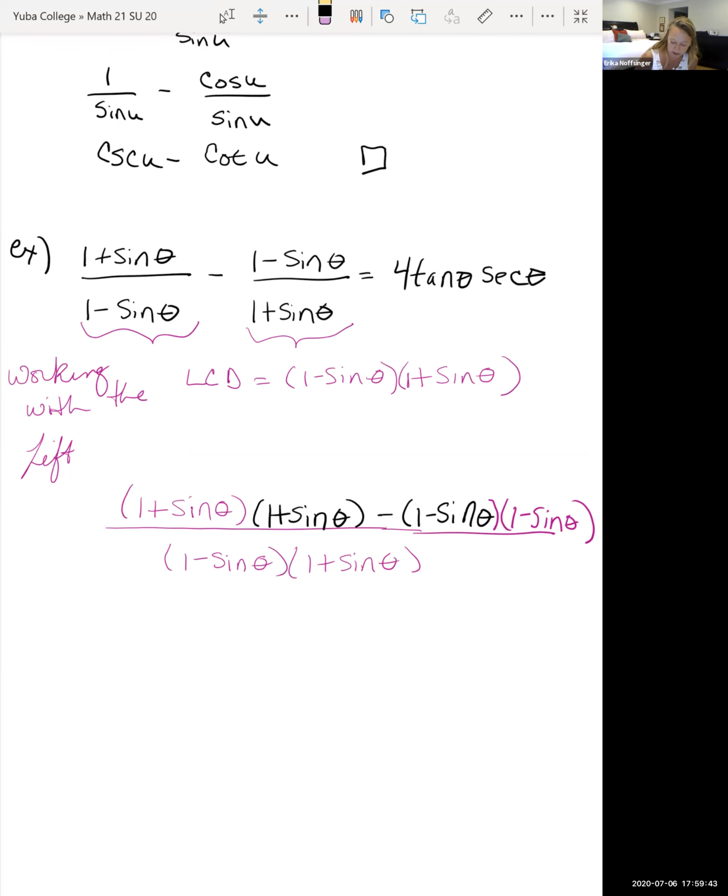So we have 1 times 1 is 1. We have 1 times sine theta, that's a sine theta, but we're also going to have a 1 times sine theta, which is another sine theta. So sine theta plus sine theta, our 2 middle terms are 2 sine theta. And then I have a sine theta times a sine theta, that's sine squared theta.